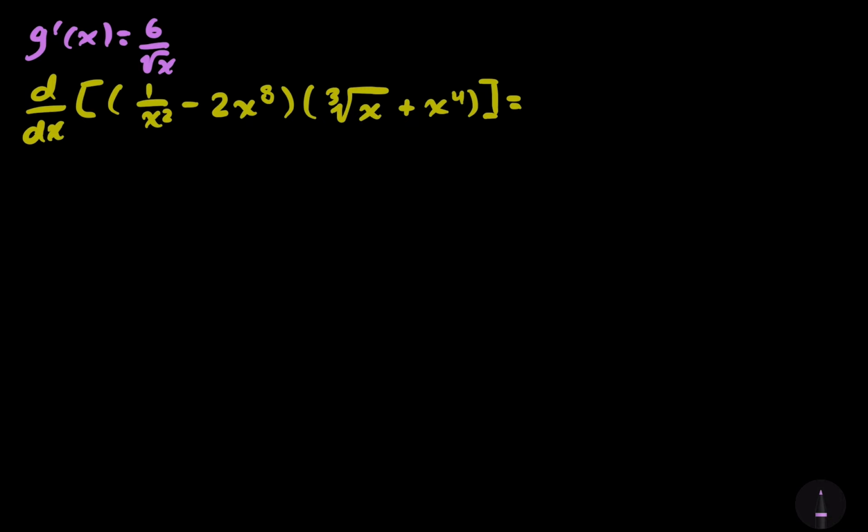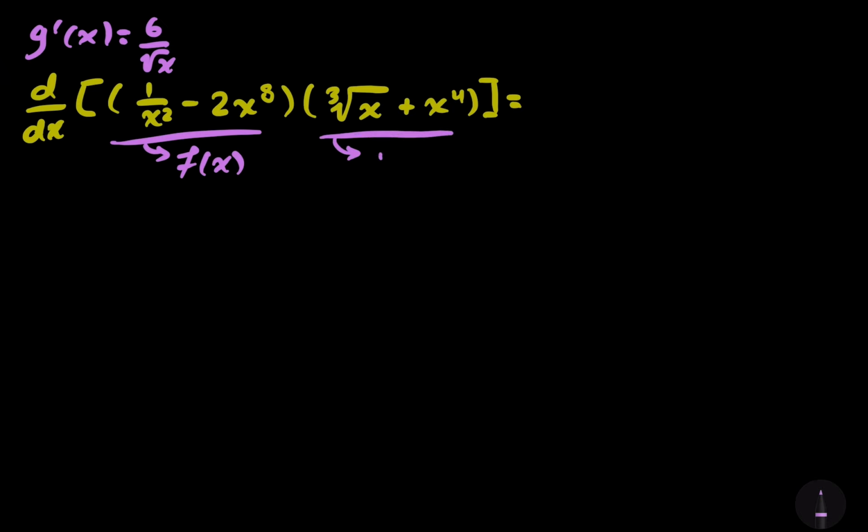So over here, we're taking the product of these two functions. We have 1 over x squared minus 2x to the 8th. Let's consider this to be our f of x. And then we have the cubed root of x plus x to the 4th. Let this be our g of x. And so for the derivative of the product of these two functions, we can first consider the derivative of f of x, so that will be f prime of x.